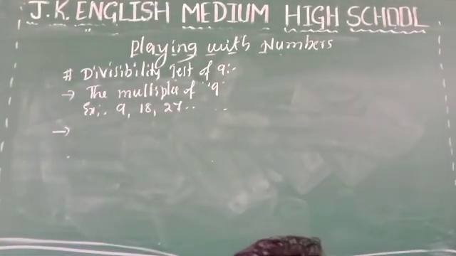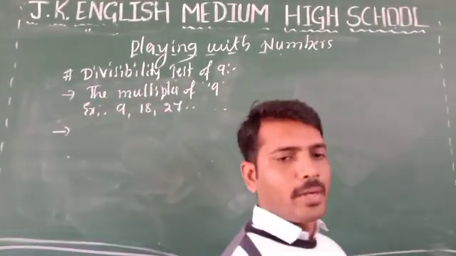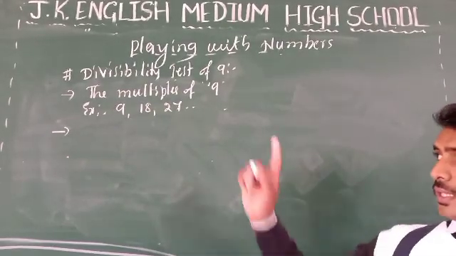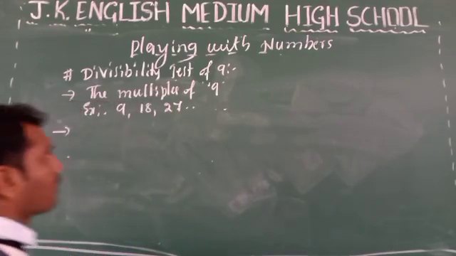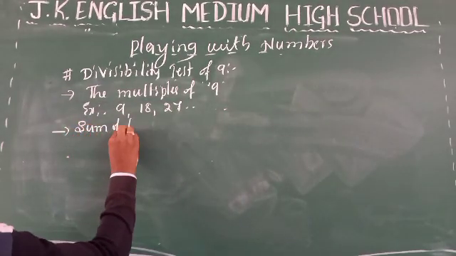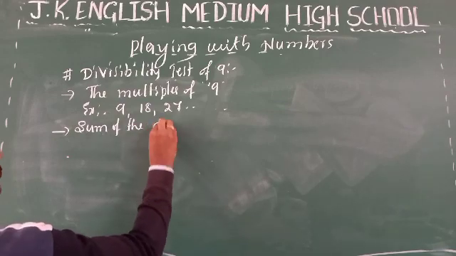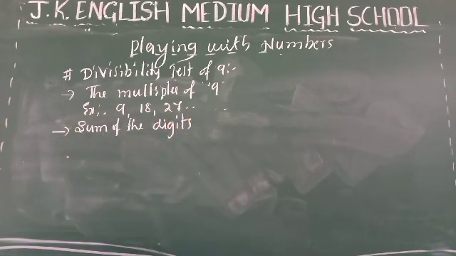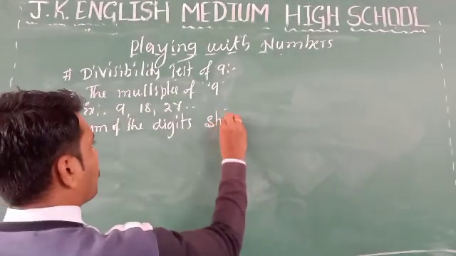Here also one more is there. What is the second rule? So what rule have we applied for 3? The same rule also we can apply here. What is that? Sum of the digits. Sum of the digits should be.